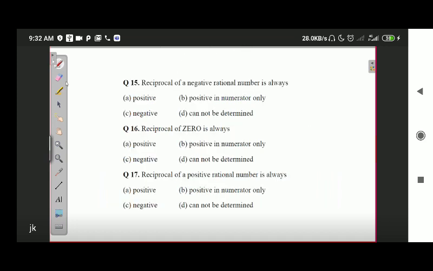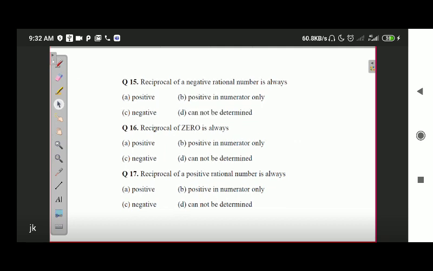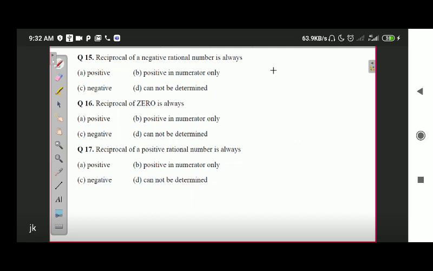Okay, next we are going to talk about reciprocals. These 3 questions belong to the reciprocal. So what is a reciprocal? If I ask you to find the reciprocal of 1 by 4, you will say 4 upon 1. If I ask you to find the reciprocal of minus 3 by 6, you will write it as minus 6 upon 3.